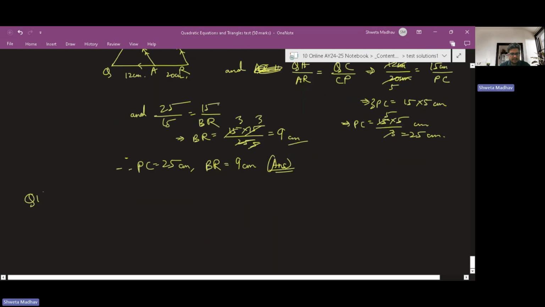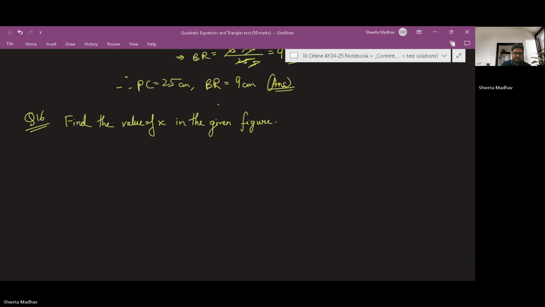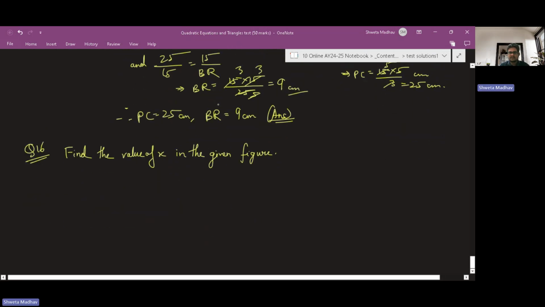Then in question number 16, it has been told to find the value of x in the given figure. So here the figure is like this: one triangle is given, that is triangle ABC, with DE drawn inside it.